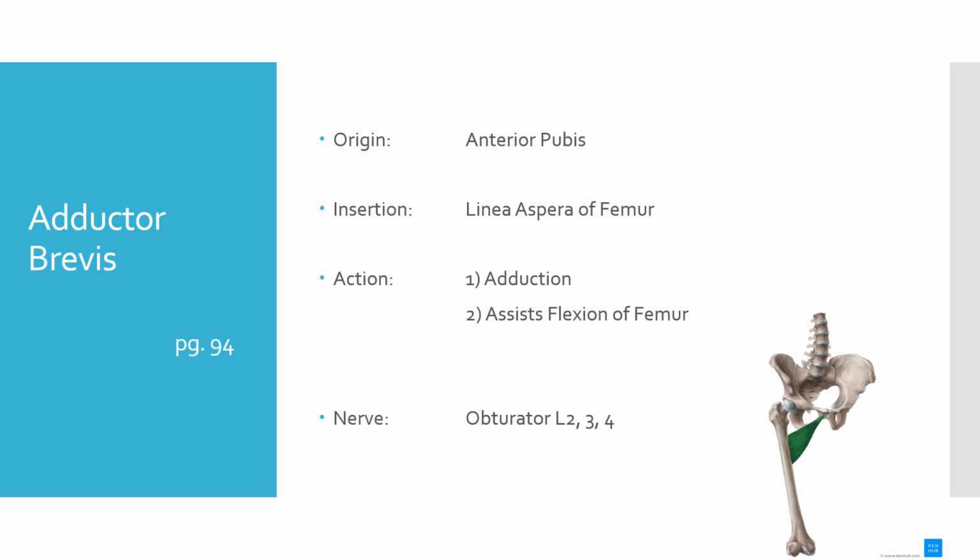Adductor brevis. The origin is the anterior pubis. The insertion is the linea aspera of the femur. And 2 actions include adduction, and it also assists in flexion of the femur. The nerve is obturator L2, 3, and 4.